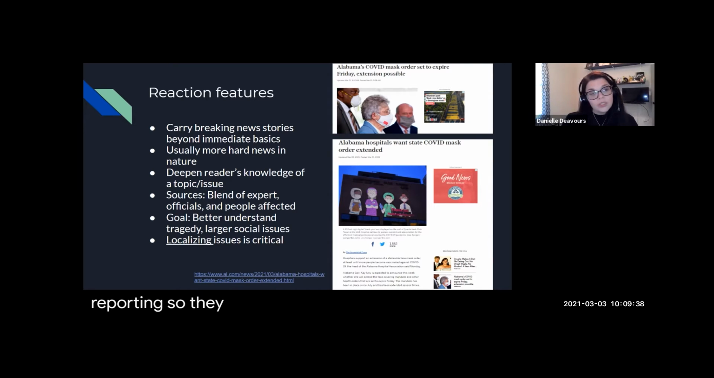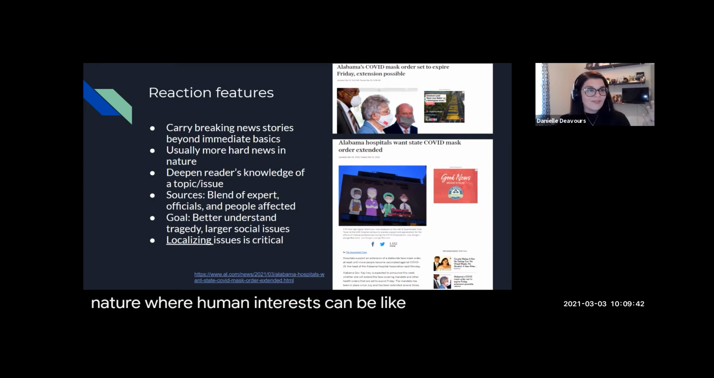So they are usually more hard news in nature, where human interests can be light and fluffy. This person is doing this great thing for the community. A reaction feature really relies on some hard news based event, and how the community or the affected population is reacting to that.